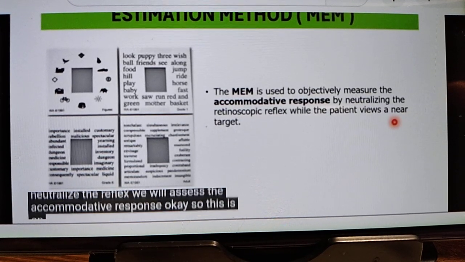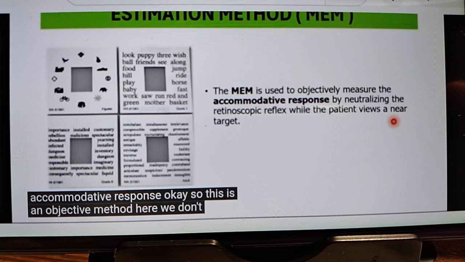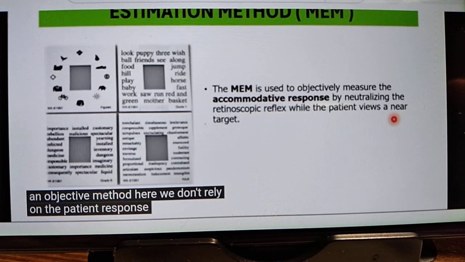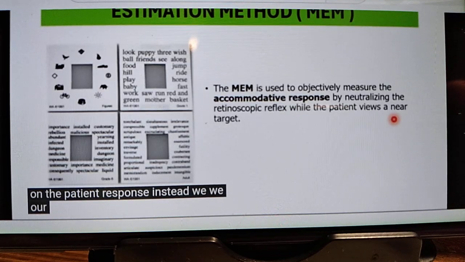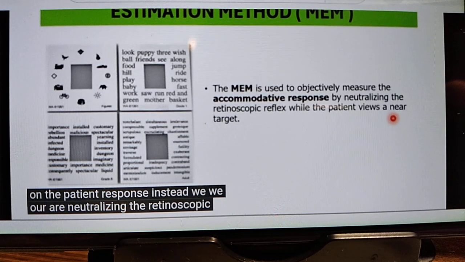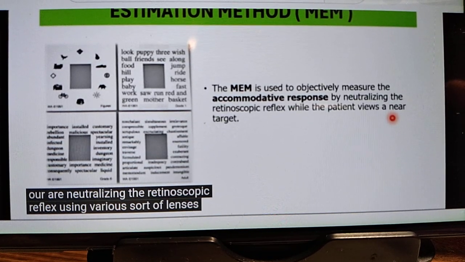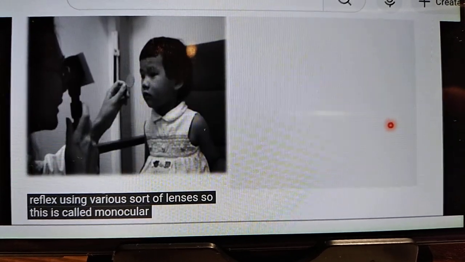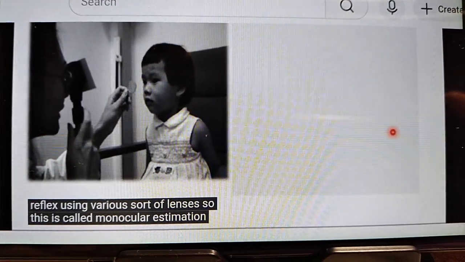So this is an objective method. Here we don't rely on the patient's response. Instead, we are neutralizing the retinoscopic reflex using various sorts of lenses. So this is called the monocular estimation method.